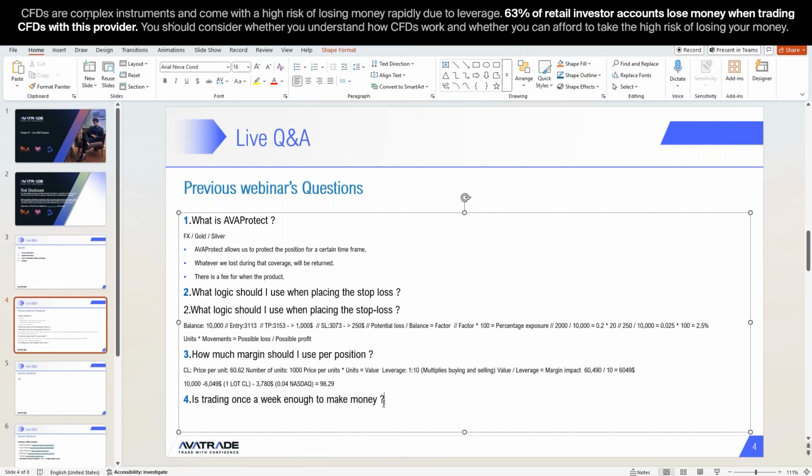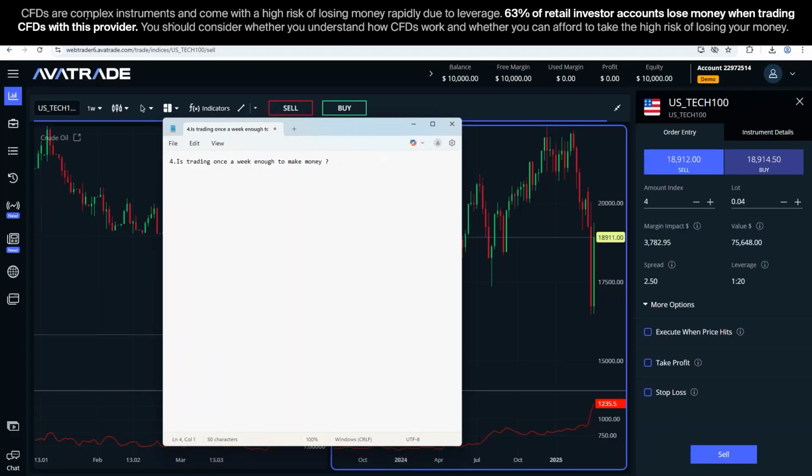The last question we've got is: is trading once a week enough to make money? Well, of course, there is a whole strategy based on that, which is called weekly trading, right? As I said many times, the time that we're spending on the chart, if we're trading once a week or twice a week or 5 times a week, is not what determines if we will make money or not. What will determine if we will make money or not is the market.